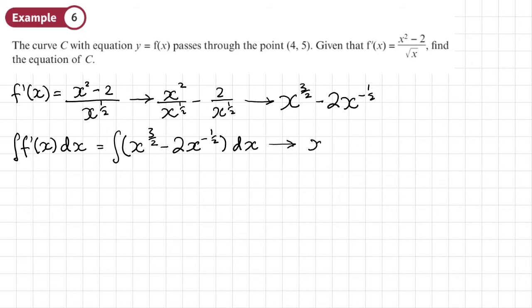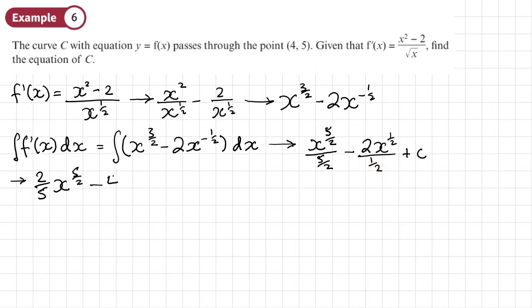So let's do that. So we've got x to the power 3 over 2, so we add 1 to that, becomes 5 over 2, divided by the new power 5 over 2, we'll tidy it up in a minute, minus 2x to the power a half, we add 1 to the power, we divide by a half, and then we plus c. Right, so let's tidy this up. So dividing by 5 over 2 is the same as multiplying by 2/5. So you've got 2/5 x to the power 5 over 2, and dividing by a half is the same as multiplying by 2, so you end up with negative 4x to the power half plus c.